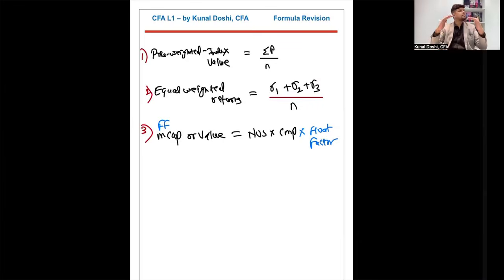Once you calculate the free float market cap for all, that value is the beginning value, then the ending value. The formula is simple for holding period return. Just how to derive market cap is the problem. Once you get the market cap for one security, add the market cap for all the securities. That will be your beginning market cap of the index, then the ending market cap of the index, and simple holding period return. Is this clear? All the formulas? Price weighted, equal weighted, market cap, or free float market cap. Anyone has any doubt here?